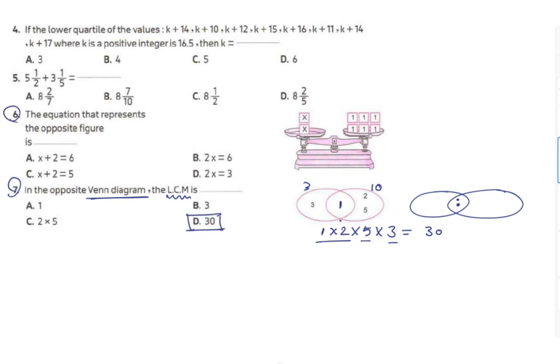We have question 6: the equation that represents the opposite figure is... Look here, we have a balance. We have two pans, the left pan and the right pan. In the left pan we have 2x, equals, and in the right pan we have 6, since 3 by 2 equals 6. So 2x equals 6 is the right equation.